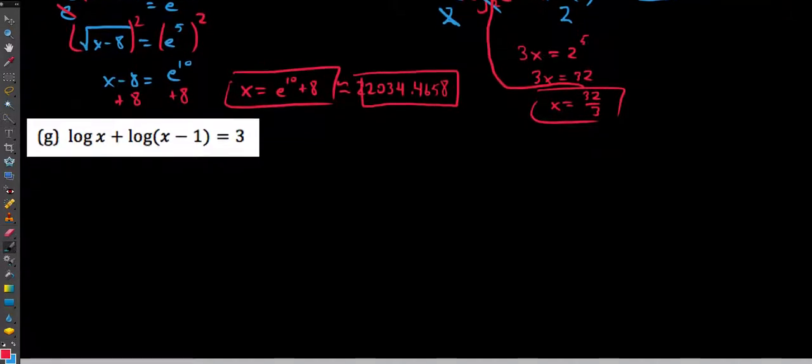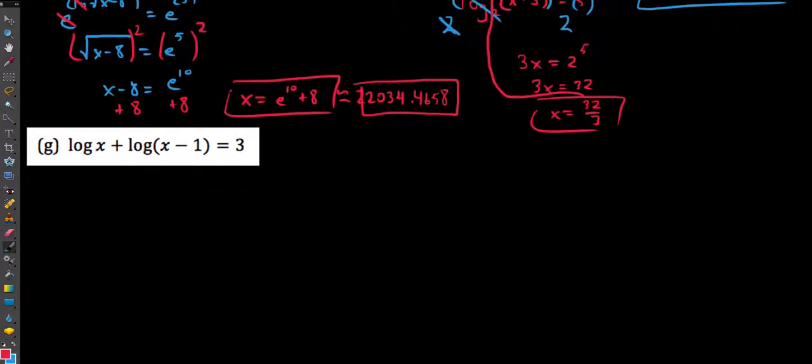So this last example we look at is going to involve the same technique. I certainly have 2 common logs, but because of this 3 on the right, I'm not going to be able to pop one of my logs over the other side and use 1-to-1. So we're going to go ahead and condense these.